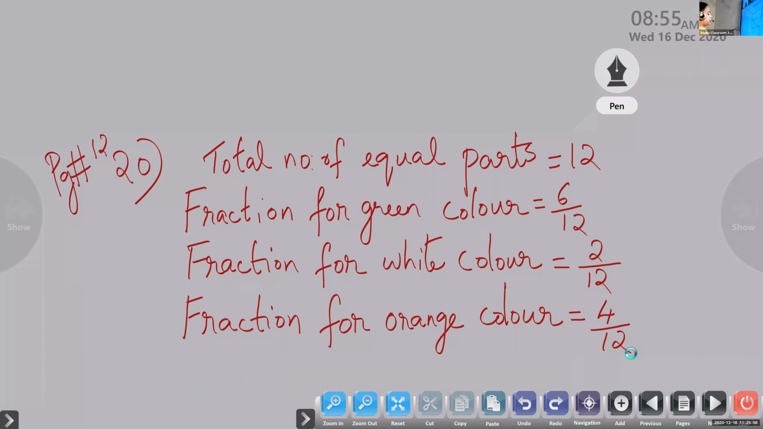Now what we had to find out: which color is used the most? Green, because we can see the numerator is 6. 6 is greater than 2 and 6 is greater than 4. So green color is used the most. And which color is used the least? White. So children, we can write the next step: 6 by 12 is the greatest.